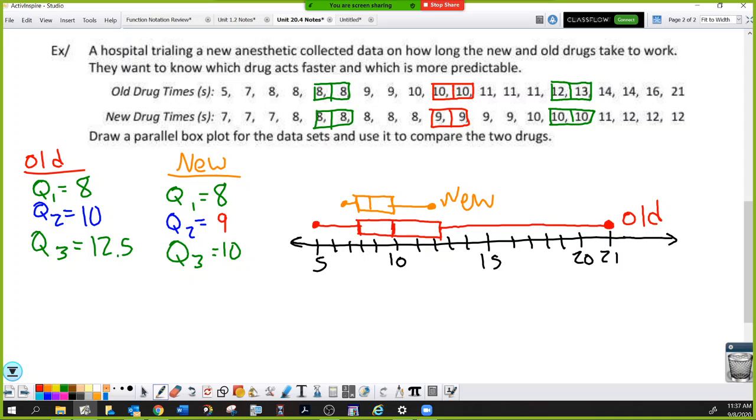So which one's more predictable? I would say the new one because, one, its range is smaller, and two, its upper bound and lower bound are relatively close to the median. That means this data is not spread out very far, so that's pretty predictable. That's what I would say there.